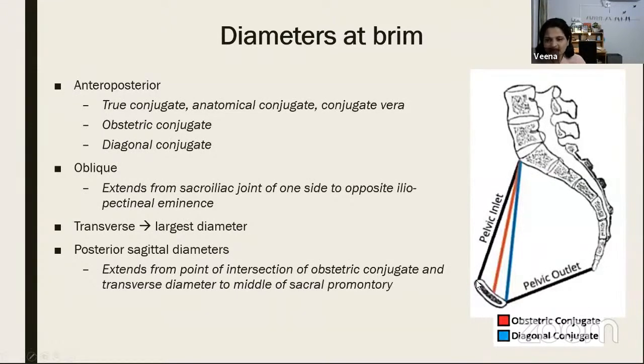Even though the brim is the upper border of the pubic symphysis, the diameter we're going to take for the brim is this particular one. Then we have the diagonal conjugate. The only importance of the diagonal conjugate is?